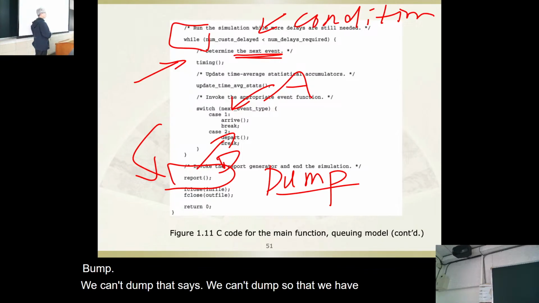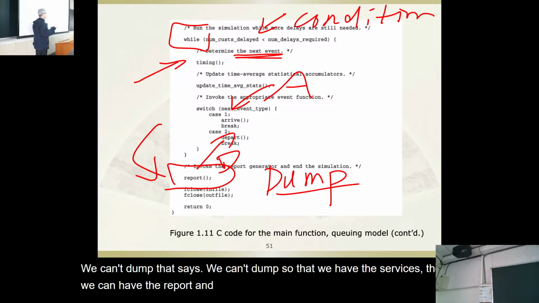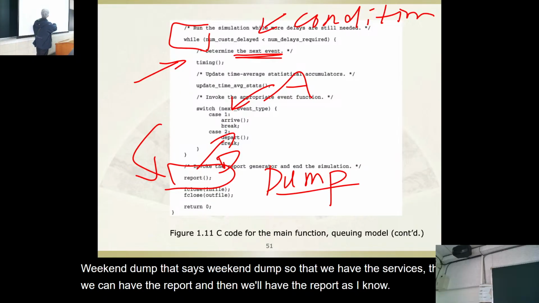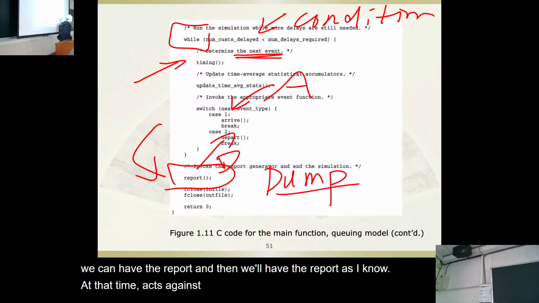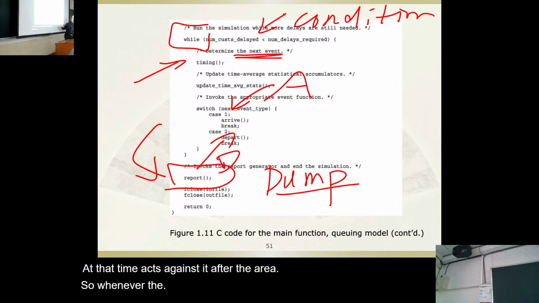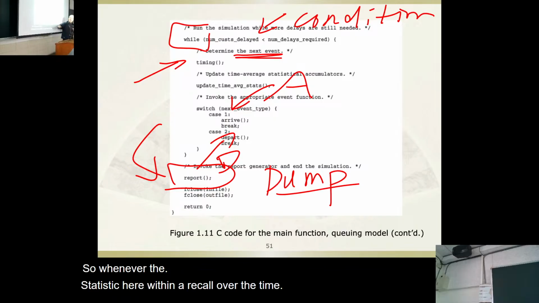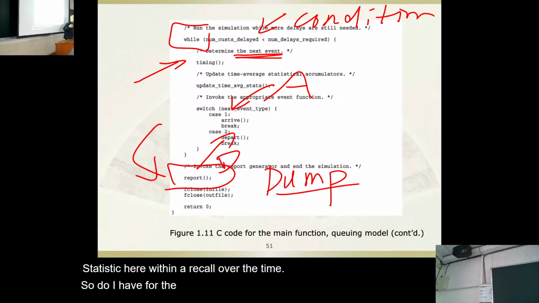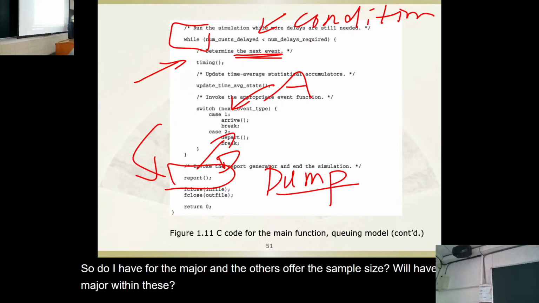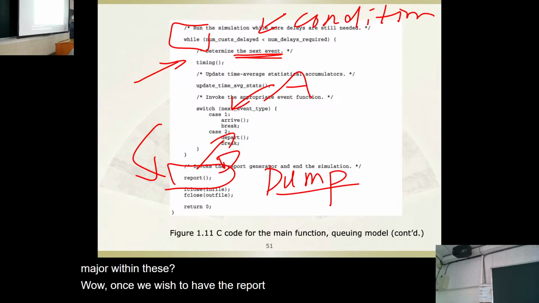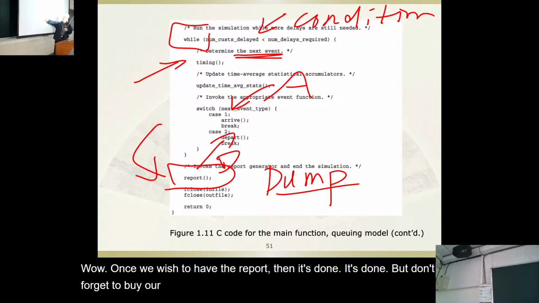We can dump so that we have the statistics. Then we can have the report. And then we will have the report, with update time average statistics, updating the area. So within the report we will have the statistics over the time, and the others over the sample size will have the measures too. Well, once we reach the report, then it's done. But don't forget to close the file, file close, the out file, right?